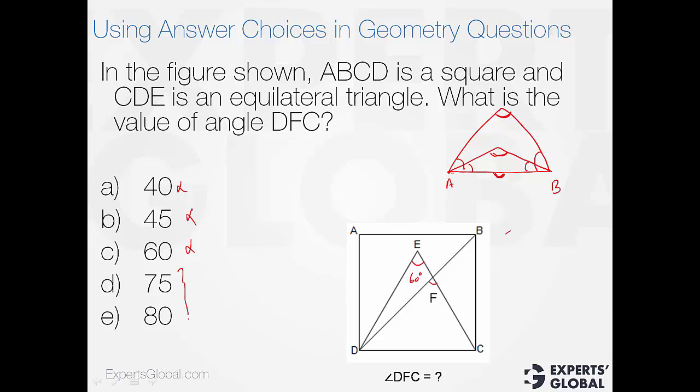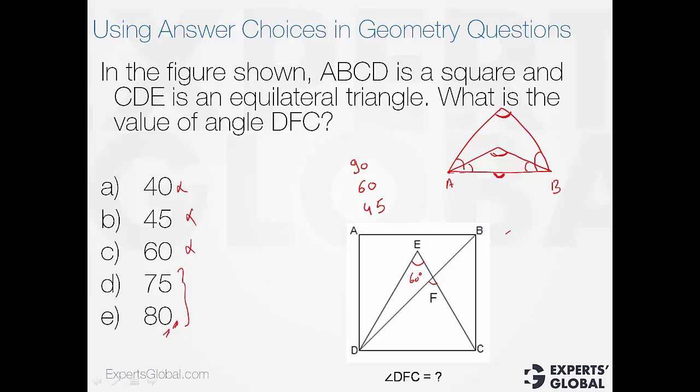And now come to think of it, 80 is such an absurd number. Talking about a square, the angles are 90. Talking about an equilateral triangle, the angles are 60. Talking about a diagonal here, the angle is 45. So 90, 60, 45, there is no way you can get to an absurd number like 80. So out of these numbers, 75 makes some sense.